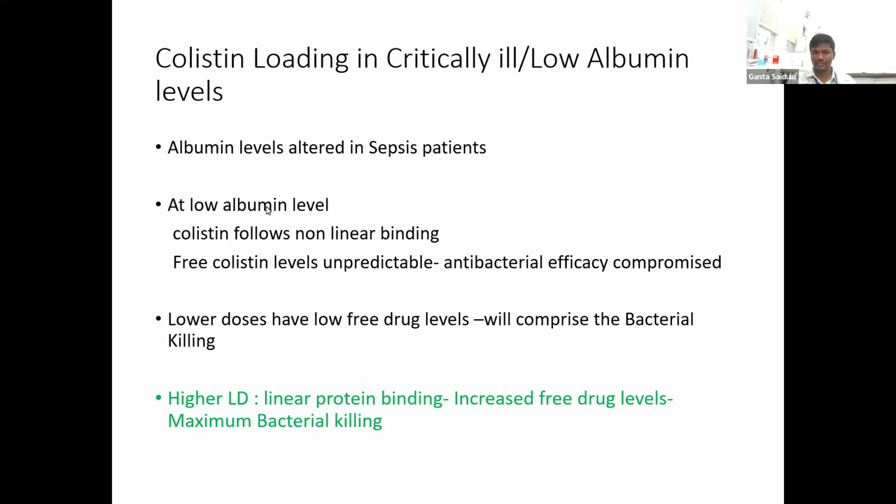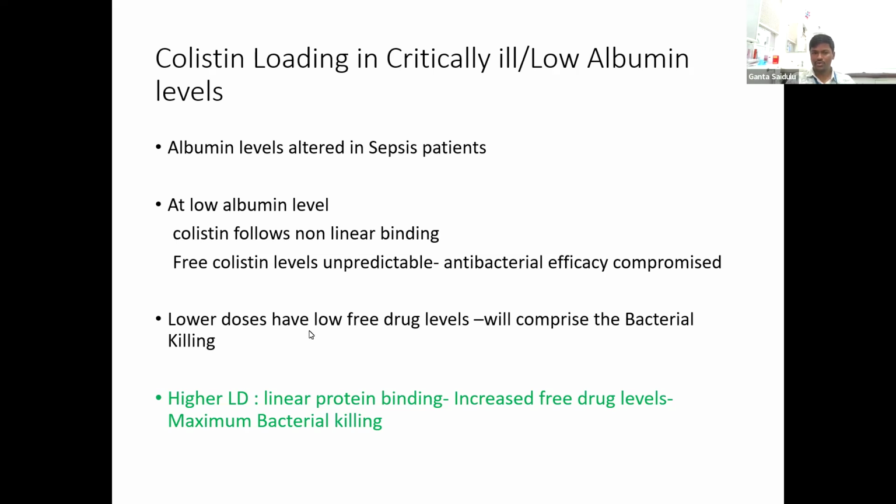At low albumin levels, colistin follows nonlinear binding. If the patient has normal albumin, that's okay, it follows linear binding. But if the patient has hypoalbuminemia, low albumin levels, colistin follows nonlinear binding. So we cannot predict the free colistin levels, and antibacterial efficacy may be compromised. Colistin levels may be very high or very low because of nonlinear binding. You can expect a very high level, a low level, or even a normal level. So we don't know how colistin is behaving because it follows nonlinear kinetics.